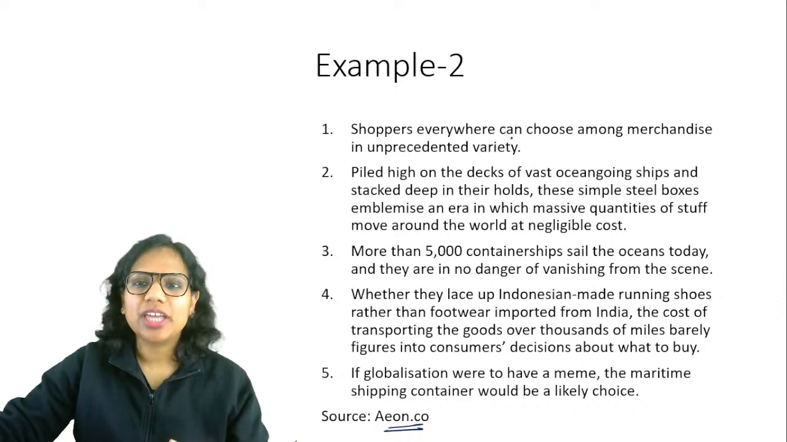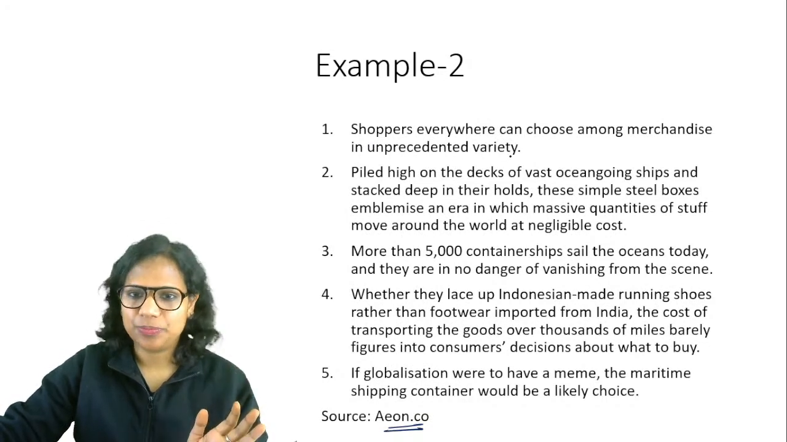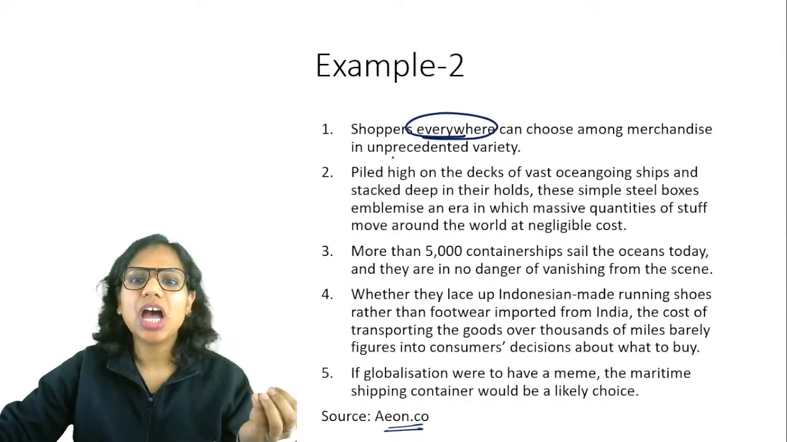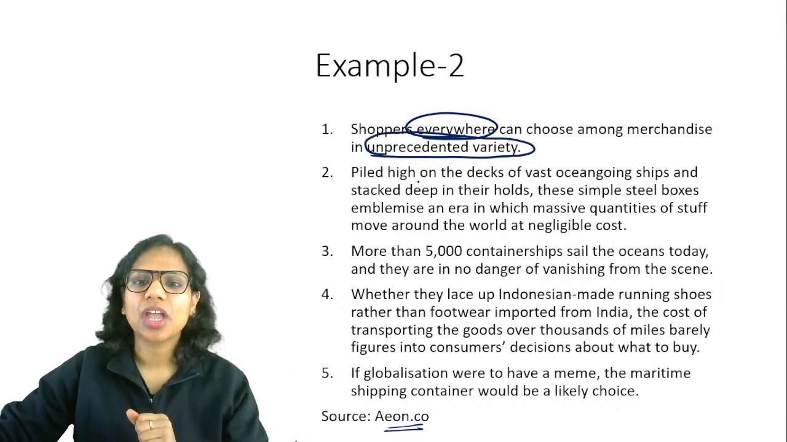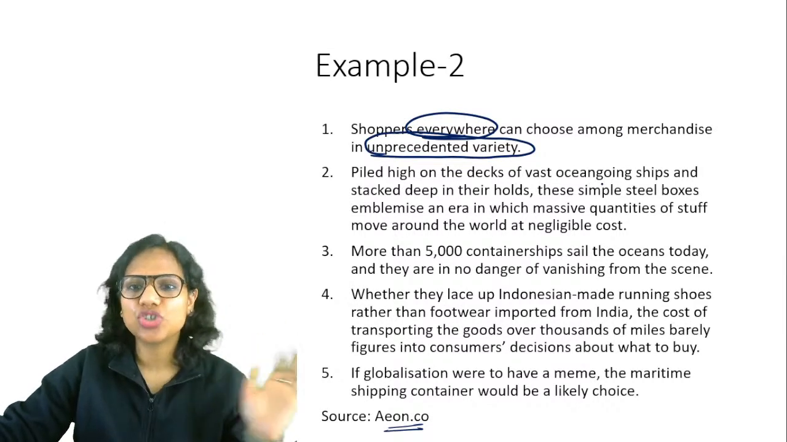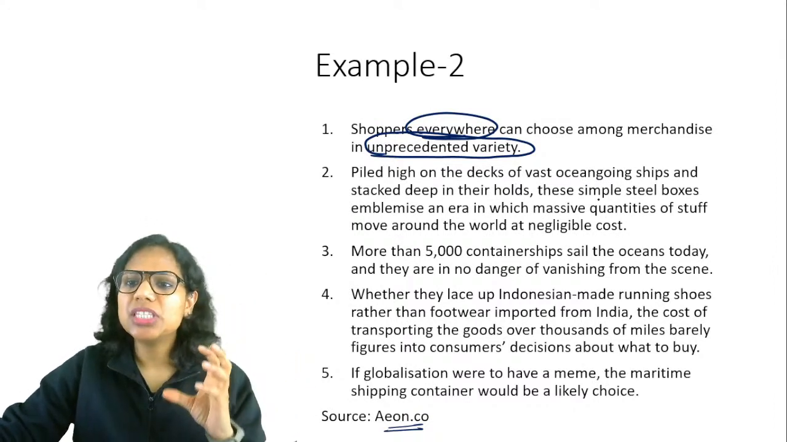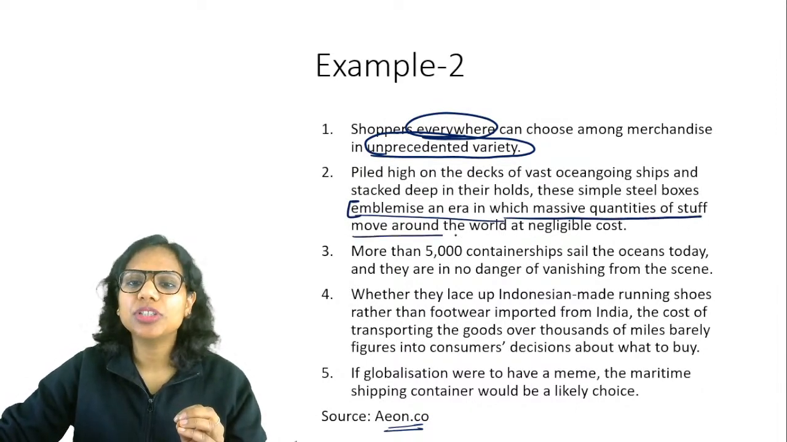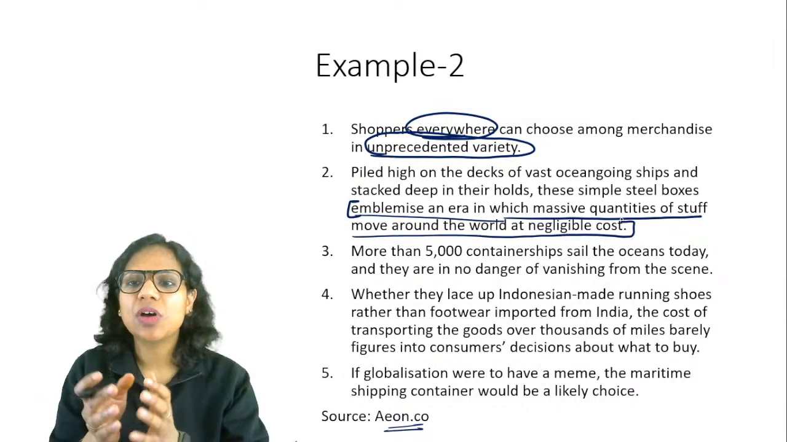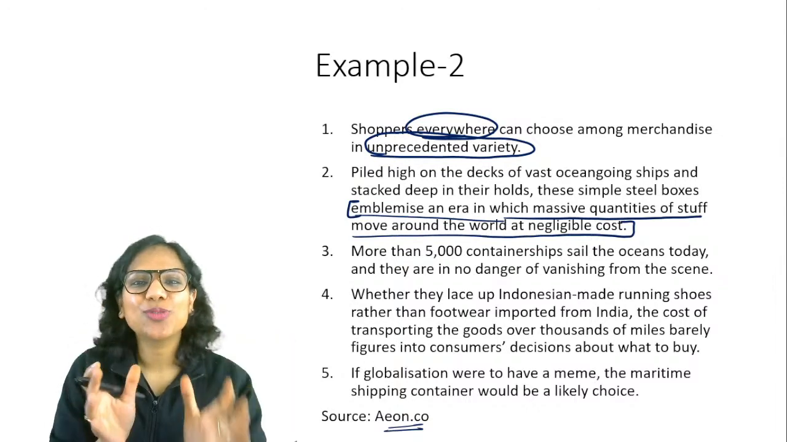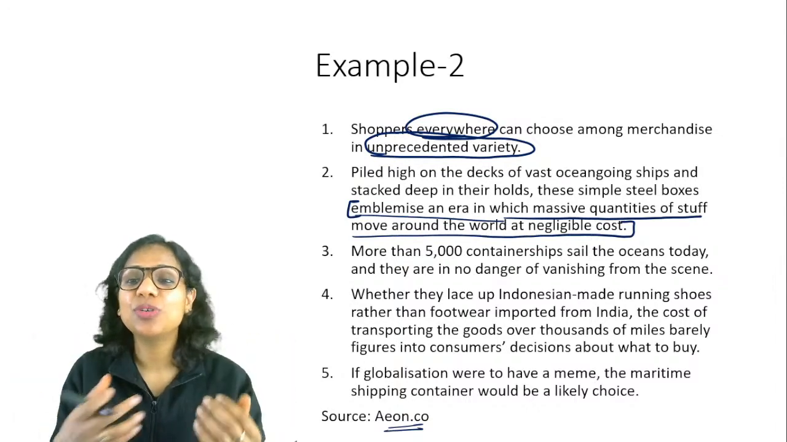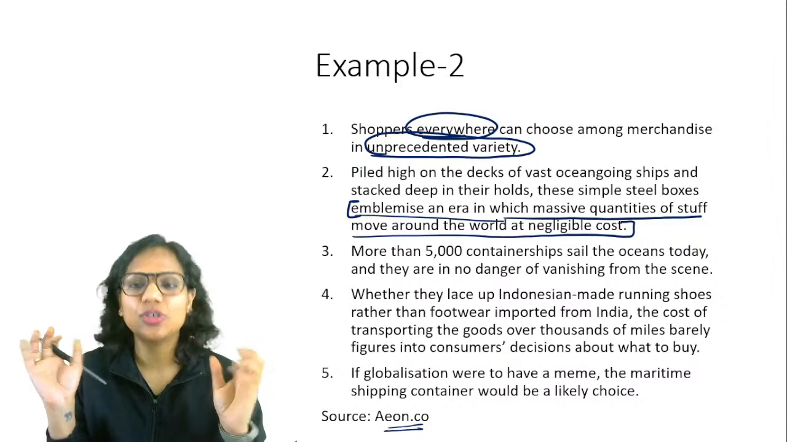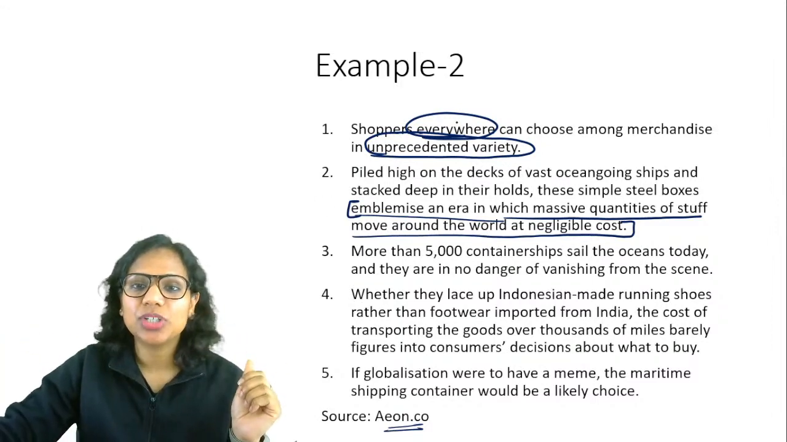See this. Shoppers everywhere can choose among merchandise in unprecedented variety. So we are talking about shoppers everywhere choosing among goods in unprecedented variety, a lot of variety. Piled high on the decks of vast ocean going ships and stacked deep in their holds, these simple steel boxes emblemize an era in which massive quantities of stuff move around the world at negligible cost. So, what do these simple steel boxes that hold a lot of goods symbolize? They symbolize a time in which massive quantities of goods are moving around the world at negligible cost. The cost is also not much, right? Moving around the world everywhere, right?